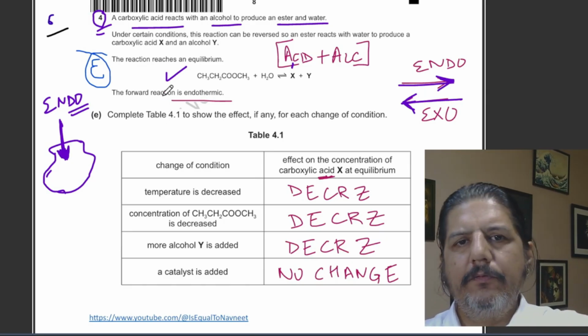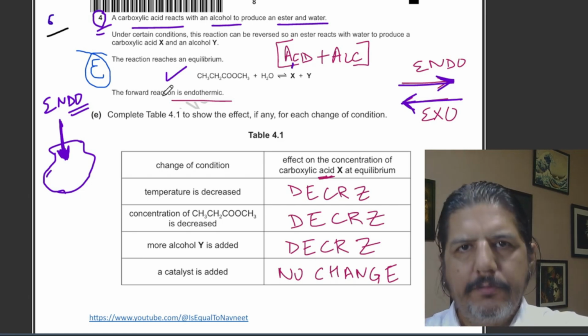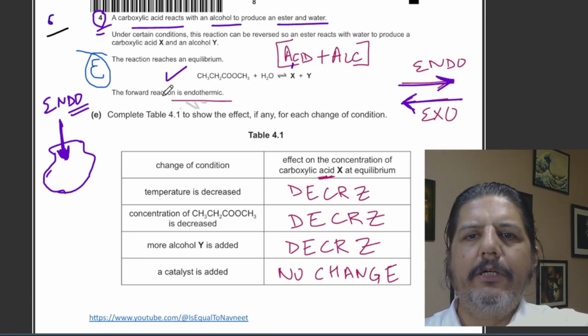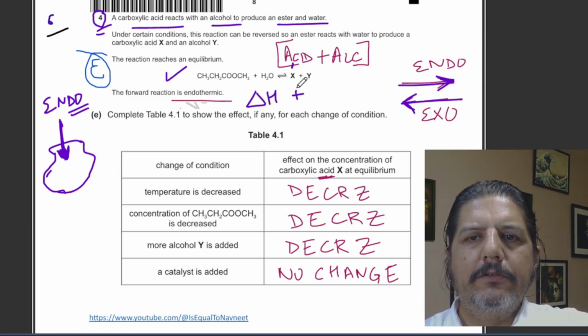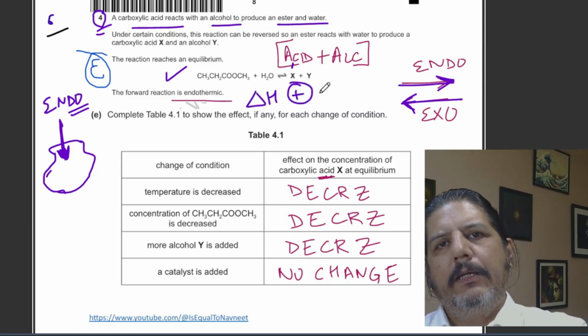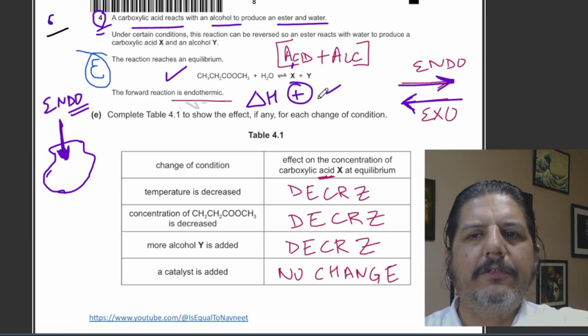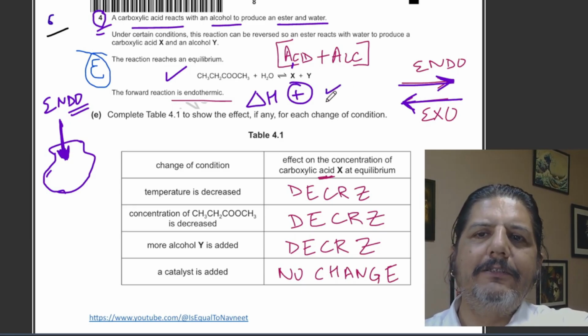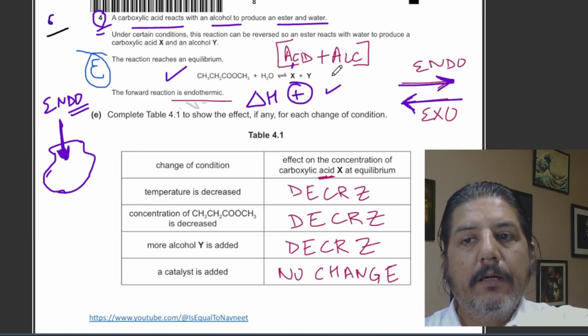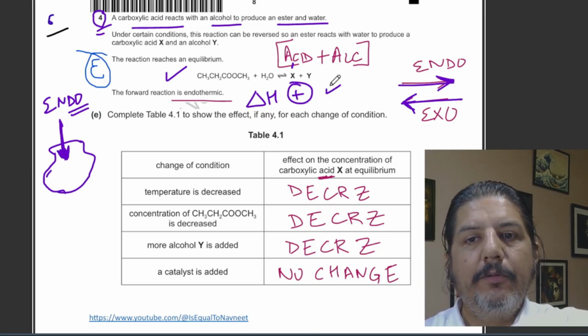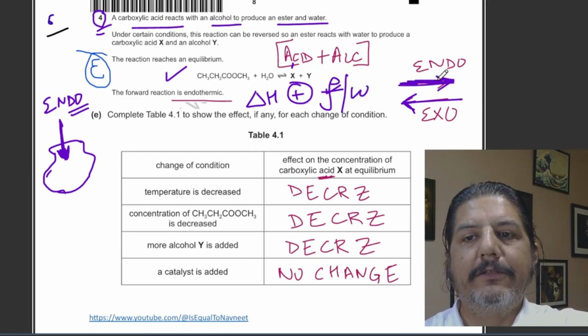An endothermic reaction is a reaction where the heat is absorbed from the surroundings. So net heat is positive. This is written as delta H is positive. In the chemical energetics chapter, you would have studied this. So delta H is positive in this. In an exothermic reaction, delta H is negative. For example, in this case, delta H would be positive for the forward reaction because it's an endothermic reaction.